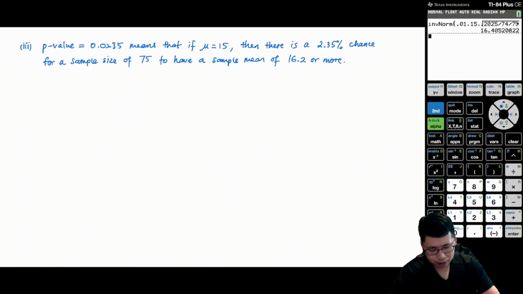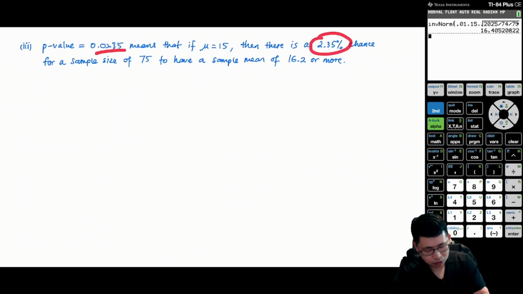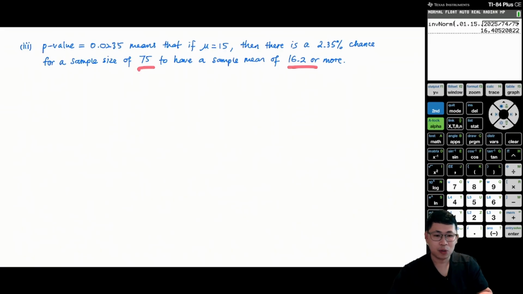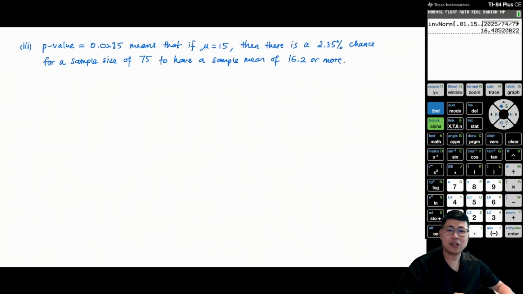So the p-value means that if the population mean is equal to 15, then there is a 2% chance for a sample size of 75 to have a sample mean of 16.2 or more. So it represents the probability of obtaining a test statistic at least as extreme as this. This is what the p-value would mean, and this is how we should be phrasing the p-value nicely.